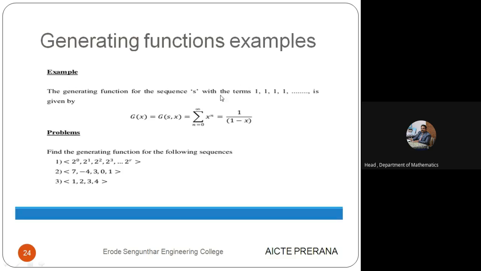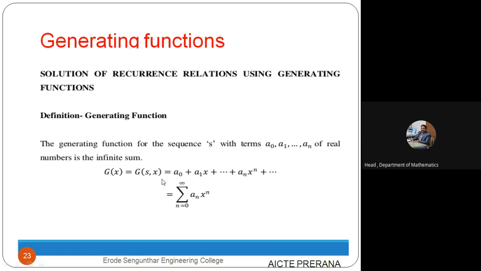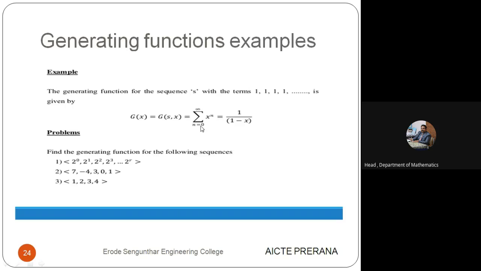We write the generating function for the sequence 1, 1, 1, 1. We substitute 1 in place of a0, a1 up to an in this equation, then that is 1 plus x plus x square plus etc. plus x power n plus etc. This is a known formula. We know that 1 minus x whole power minus 1 is 1 plus x plus x square plus etc. Therefore, 1 by 1 minus x we write in terms of summation, that is summation n equal to 0 to infinity x power n.